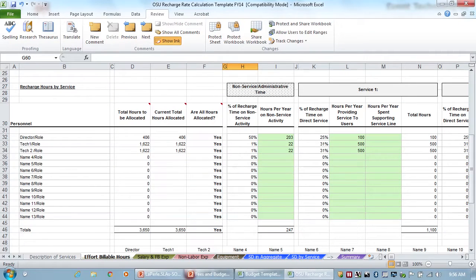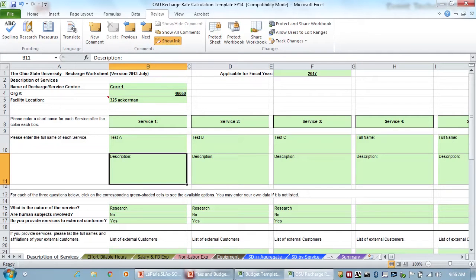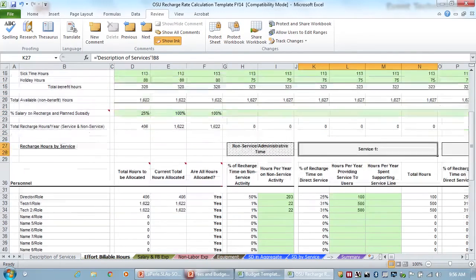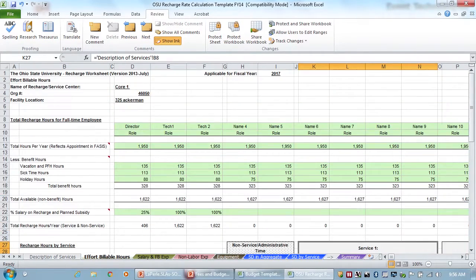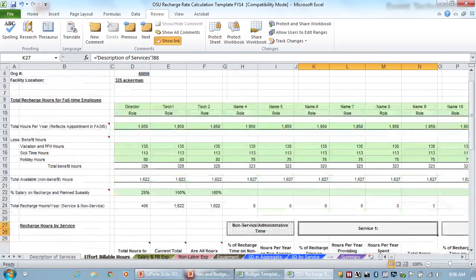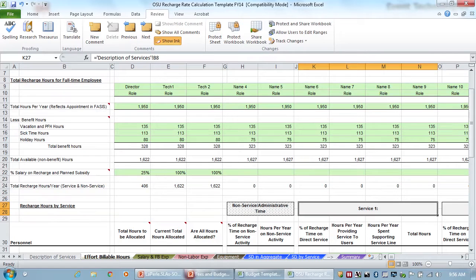So if you notice, for service line 1, on this first tab, we said, well, what are our services? I'm going to put descriptions here. So for service line 1, here's what our service is. For service line 2, et cetera, that's what we're doing. So test A, test B, test C. Then over here on the second tab on the effort billing, we first figure out in the first section how many hours each of these people work and what of their hours can we bill for. So out of the director, we're only going to bill for 406 hours. For the 2 techs, we can bill for 1,600 hours, and 1,622 each.